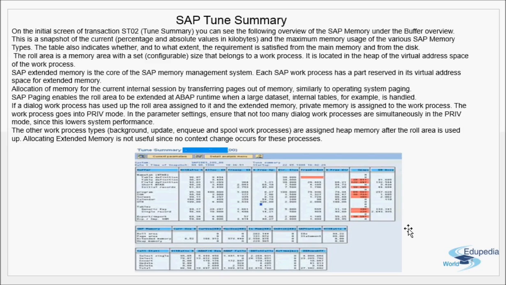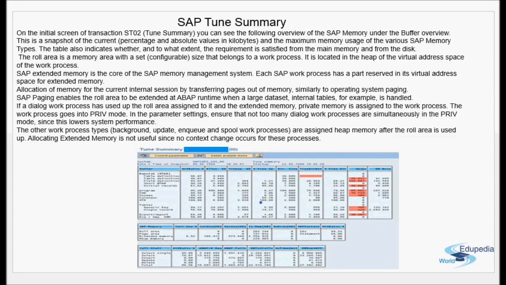This is a snapshot of the current values, the percentage and absolute values in kilobytes, and the maximum memory usage of various SAP memory types. You have different SAP memory types like the roll area, the page area, the extended memory, and the heap memory. We have different buffers. Initially we learned that an SAP application server will have some memory where we will have different types of buffers, along with the roll area.